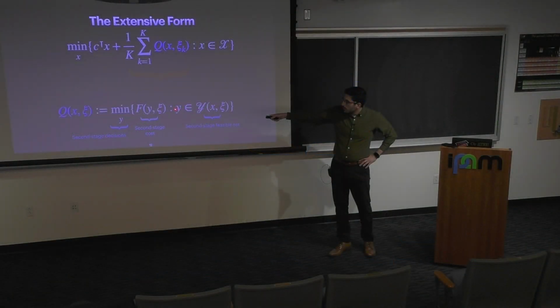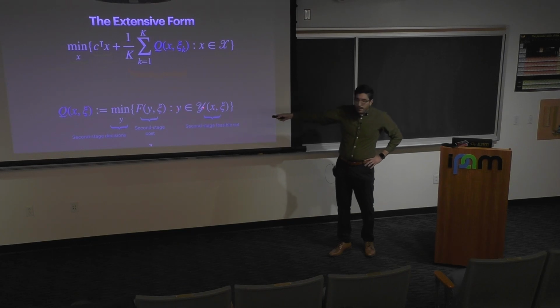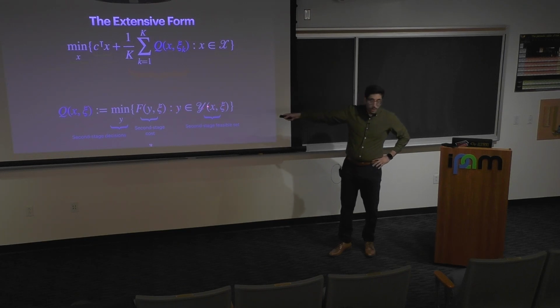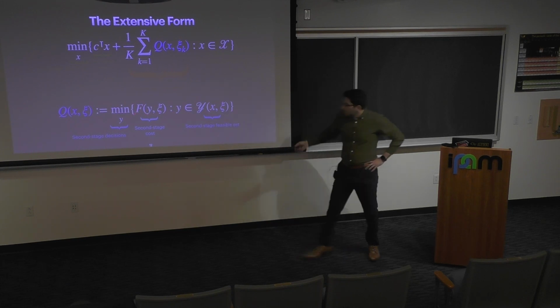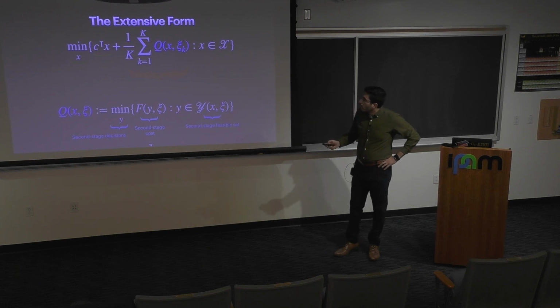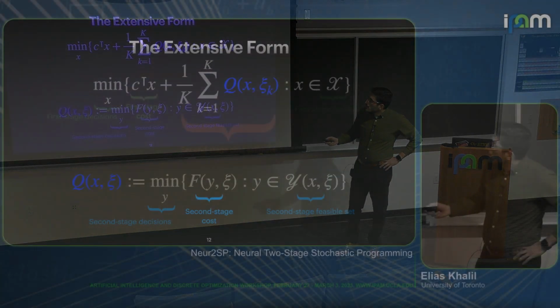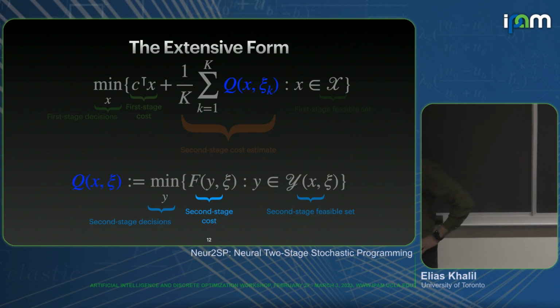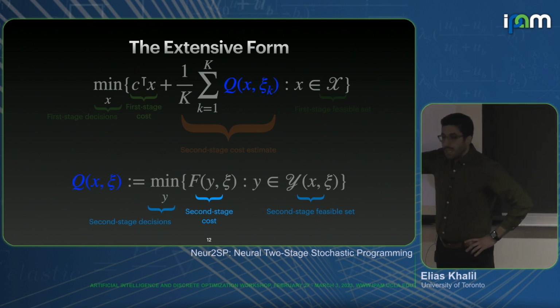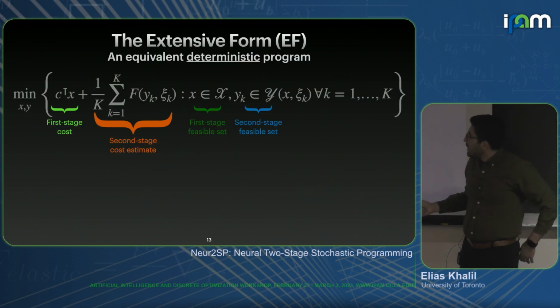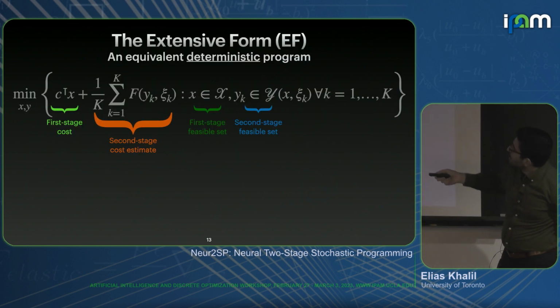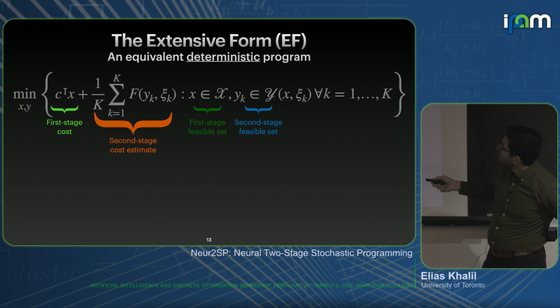So here you have some second stage variables y, and they belong to some feasible set, which depends on the uncertain parameters. And you want to minimize an objective function, which also depends on the uncertain parameters. Okay? So that's your second stage problem. And what you can do is you essentially can fold the second stage problem, K copies of it, into one big problem. Okay?